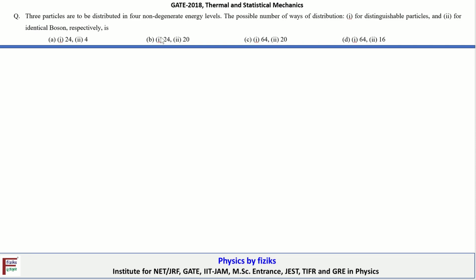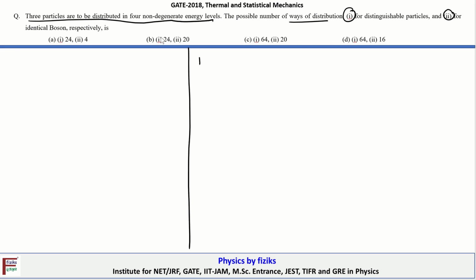Let's take a look at the next problem. So we are given a system of 3 particles and we are supposed to distribute them in 4 non-degenerate energy levels. The possible number of ways of distribution when the particles are treated as distinguishable, and then the second case for identical bosons. So here we have n equal to 3 particles, and we have 4 different energy levels, and these are non-degenerate energy levels.